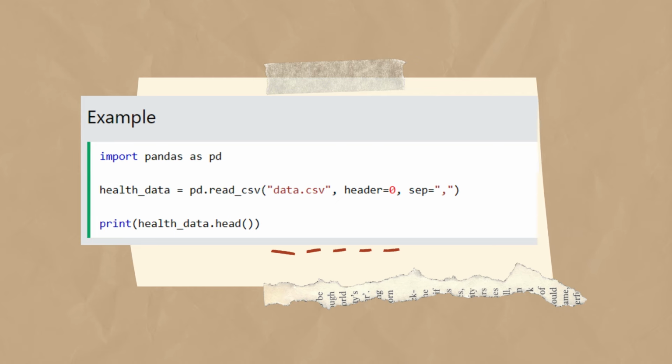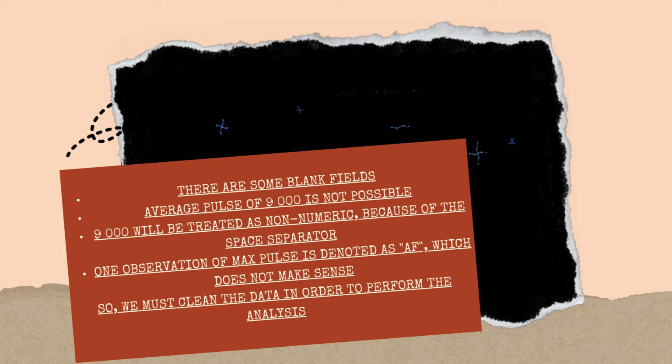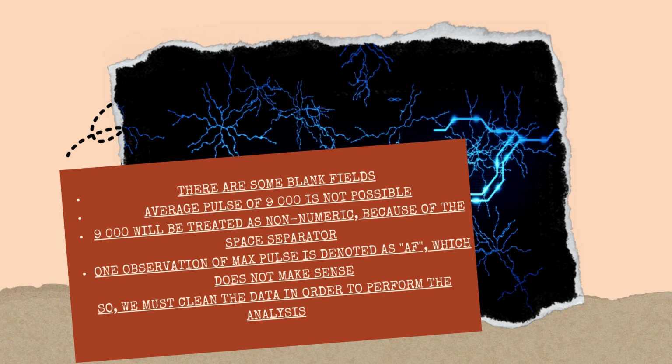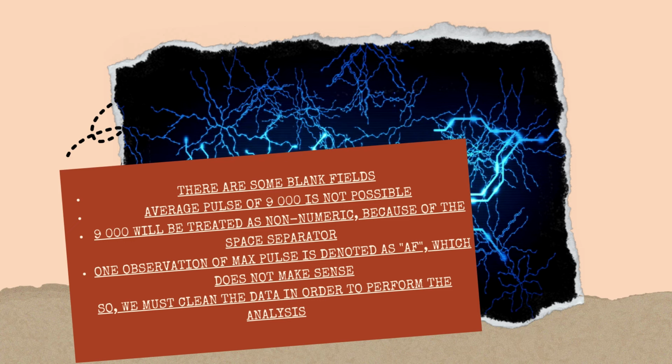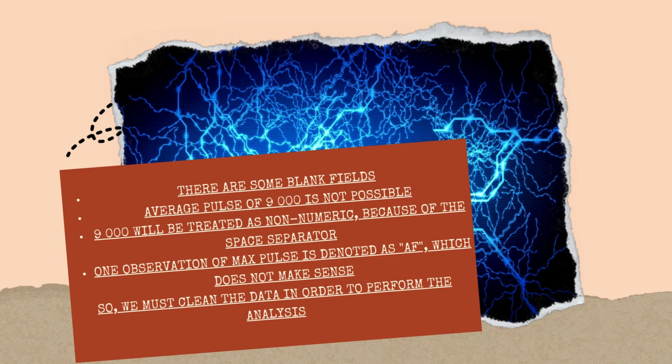Data cleaning. Look at the imported data. As you can see, the data are dirty with wrongly or unregistered values. There are some blank fields. An average pulse of 9000 is not possible. 9000 will be treated as non-numeric because of the space separator. One observation of max pulse is denoted as AF, which does not make sense.